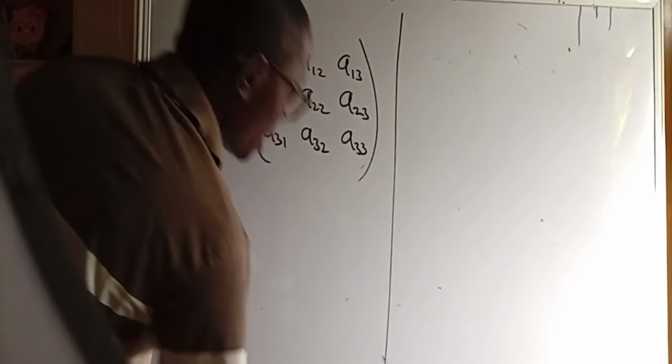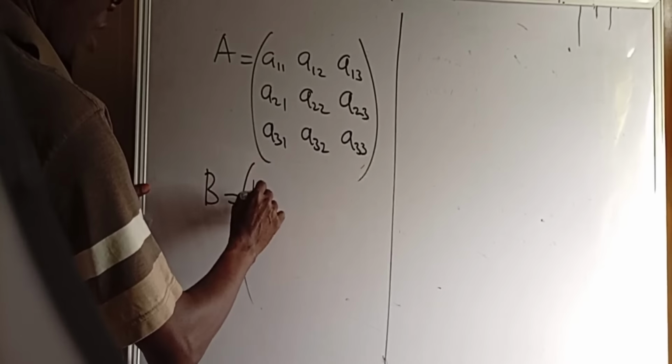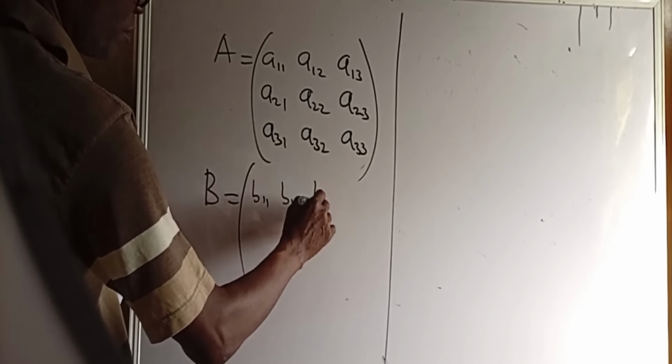Let me do it this way. Matrix B, let's say, has B11, B12, B13.